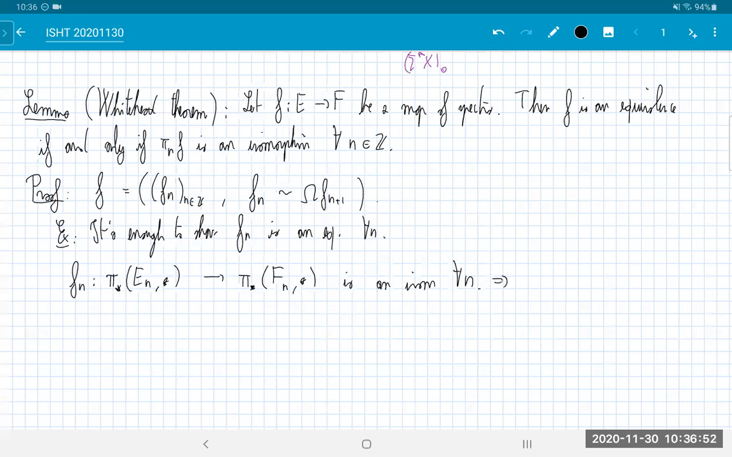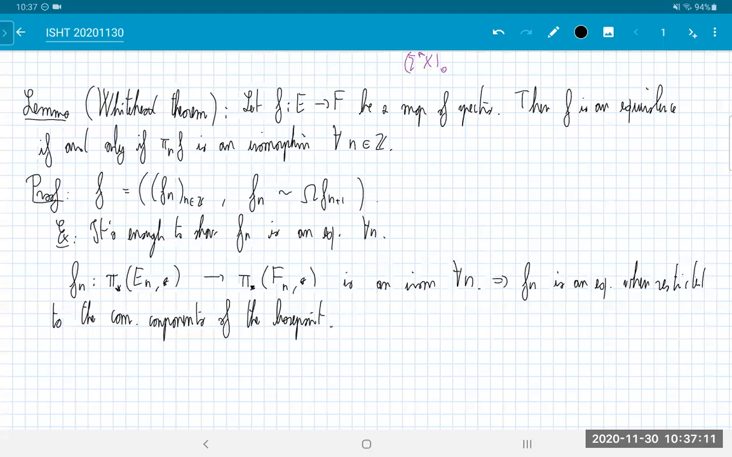This implies not that F_n is an equivalence, but that F_n is an equivalence when restricted to the connected components of the base point. Because at least that much we have. You know that you can check it for exactly one point in each connected component. Now we can't. We only understand one connected component, one of the base points, but that much we have. This is classical Whitehead.